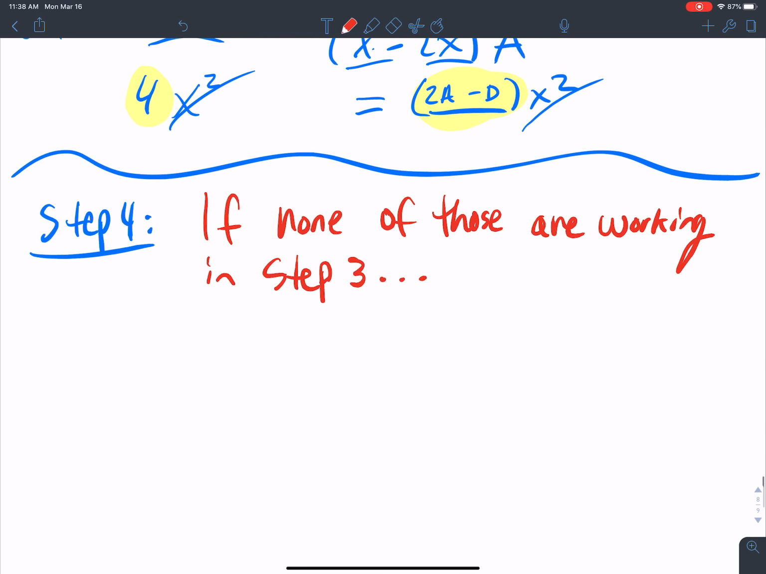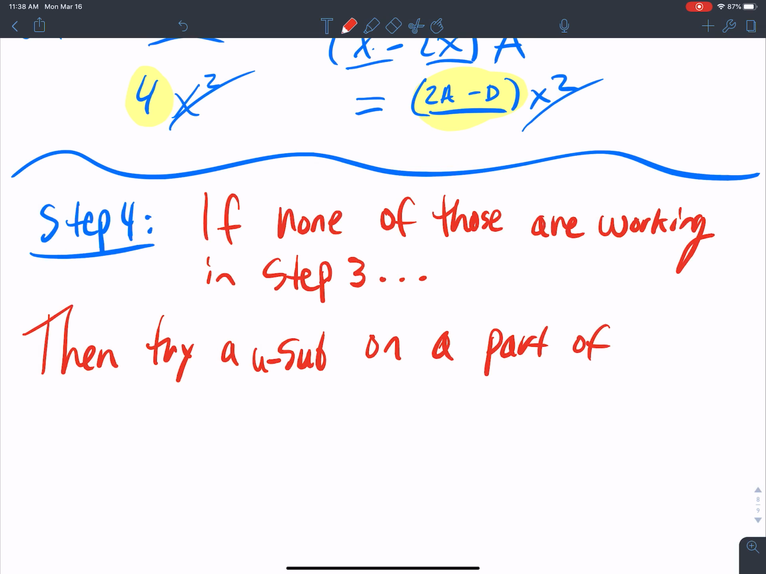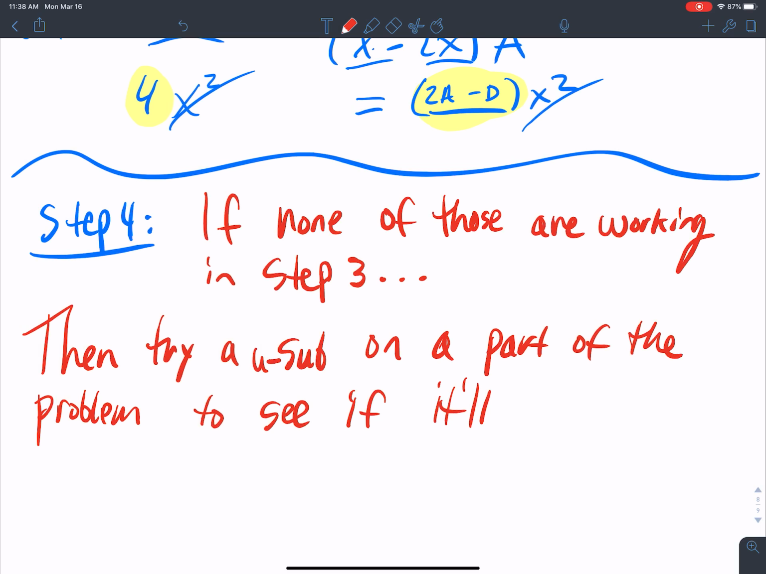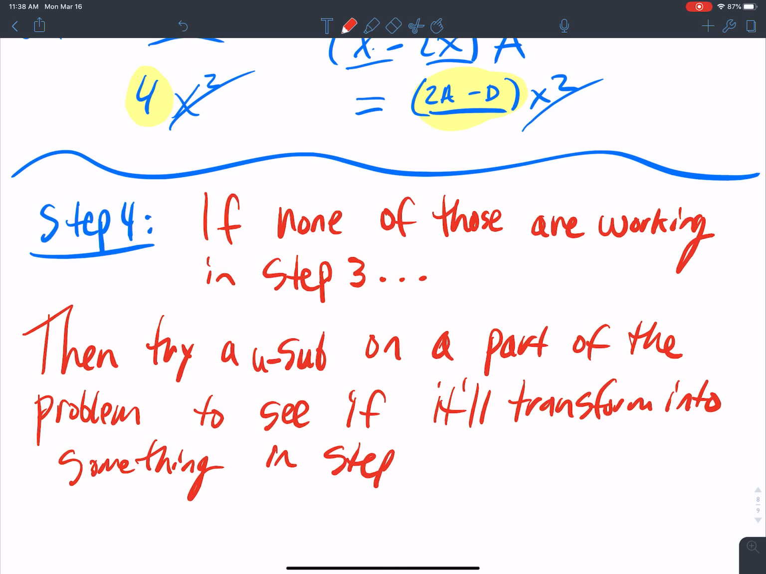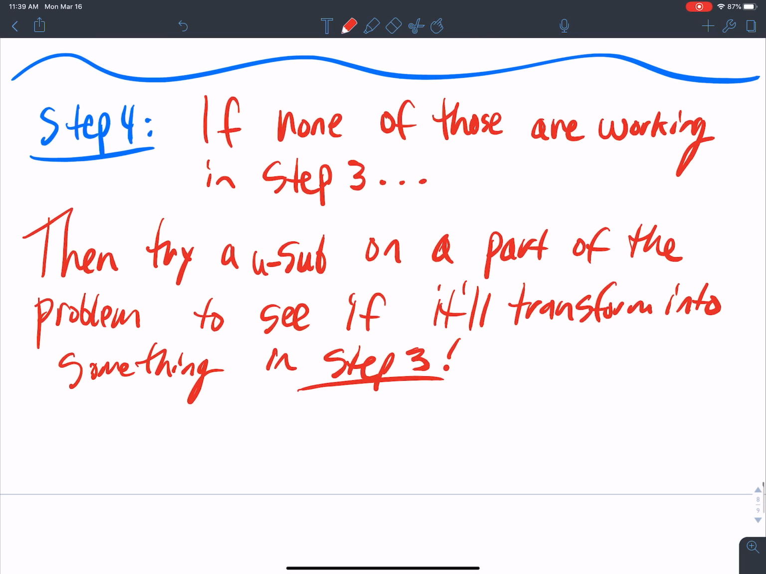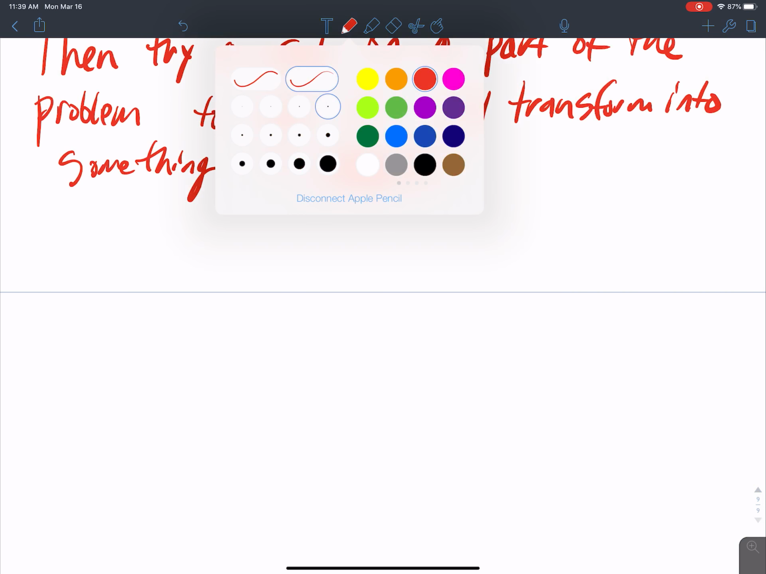what do? You quit? No. Then try a U-sub on a part of the problem to see if it'll transform into something in step 3. Okay? So maybe I can do some clever U-sub that will turn it into a step 3, one of the Cal 2 techniques.